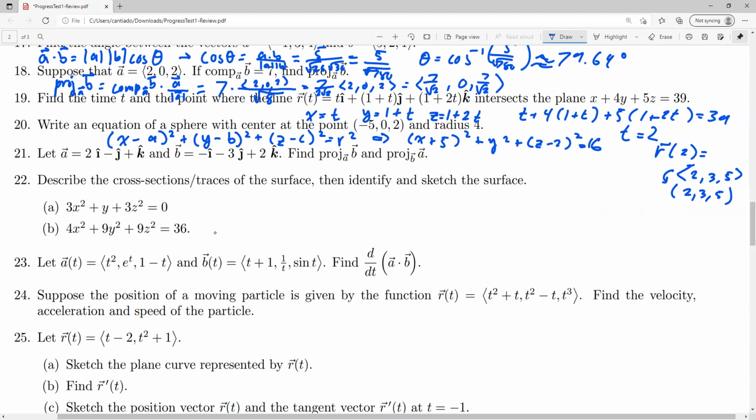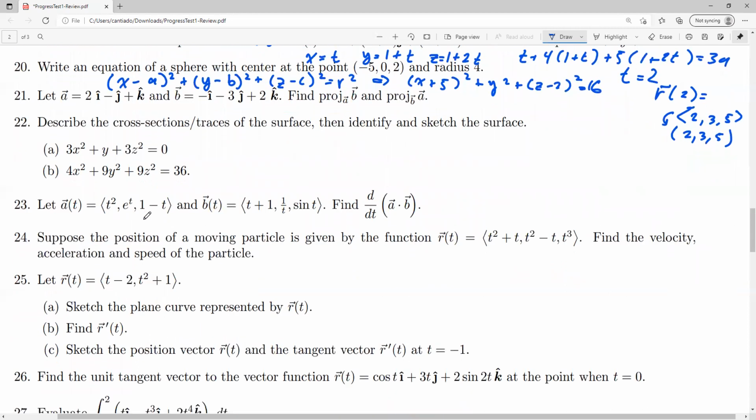Okay, 21. Let A equal this vector, B is equal to this vector. We're going to find the projections of B onto A and A onto B. So I'm going to go ahead and skip this since that's just, again, computations. You can go ahead and check the answer in the answer key. All right, so we're going to skip that. We'll look at 22. Describe the cross-sections or traces of the surface, then identify and sketch the surface.